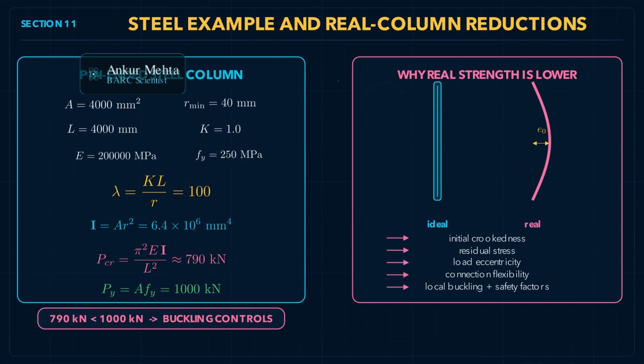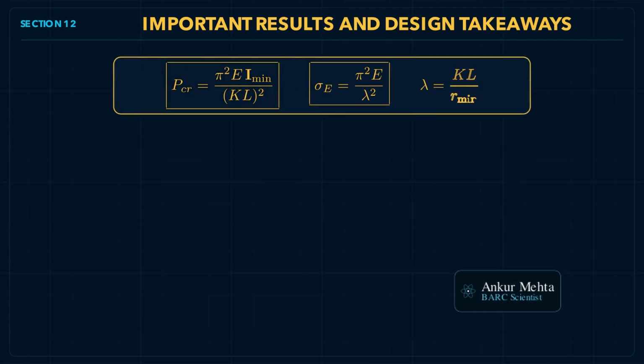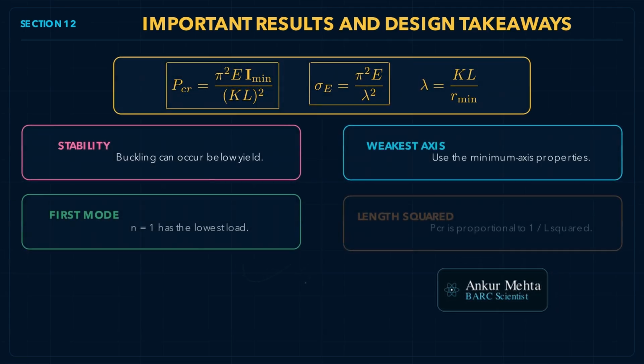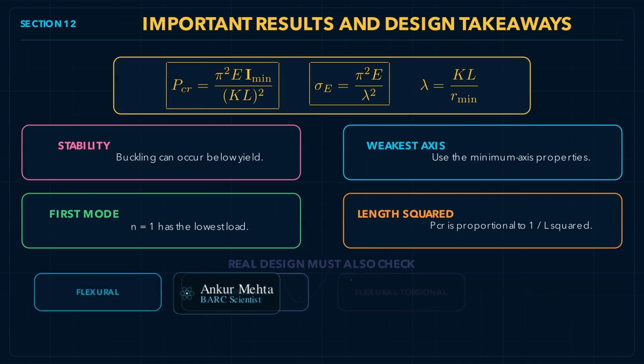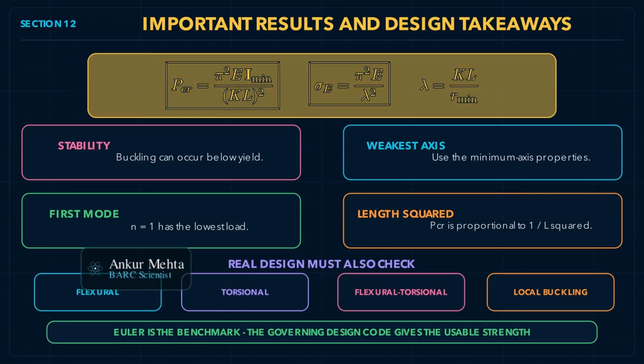Real design strength is lower because initial crookedness, residual stress, load eccentricity, connection flexibility, local buckling, and safety factors all reduce the capacity. Let us summarize the key takeaways. First, buckling is a stability failure, not simply material crushing. Always use the least flexural rigidity and the correct effective length.